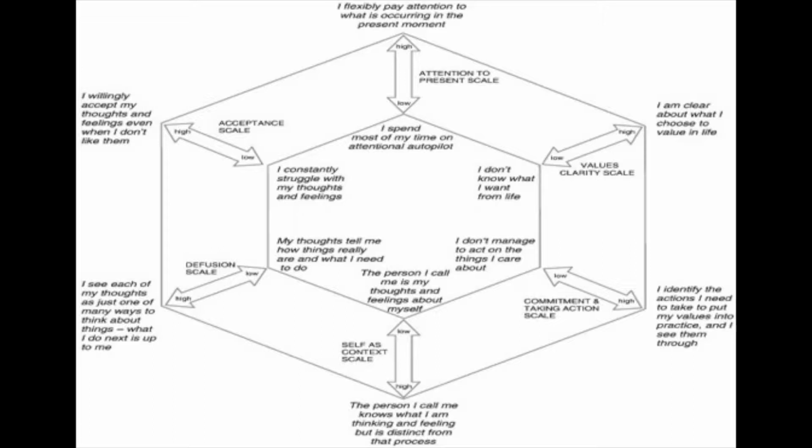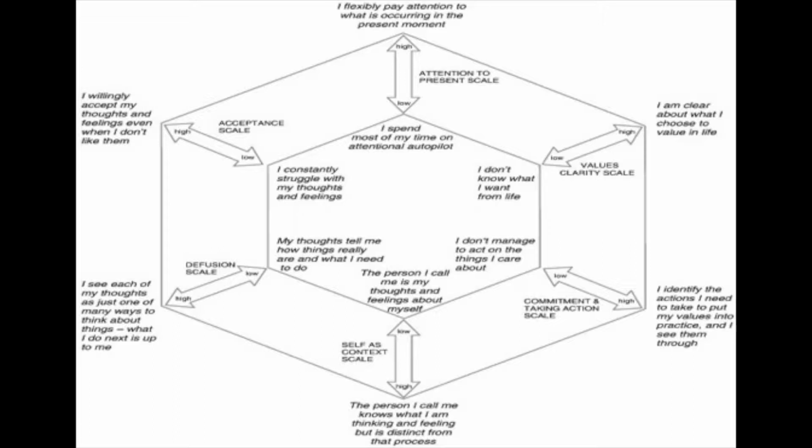So the next one is acceptance. If you're doing really well in this category, you would say something like, I willingly accept my thoughts and feelings, even if they feel bad, even if I don't like them. If you're struggling in this category, you would say something like, I constantly struggle with my thoughts and feelings and I try to avoid them.